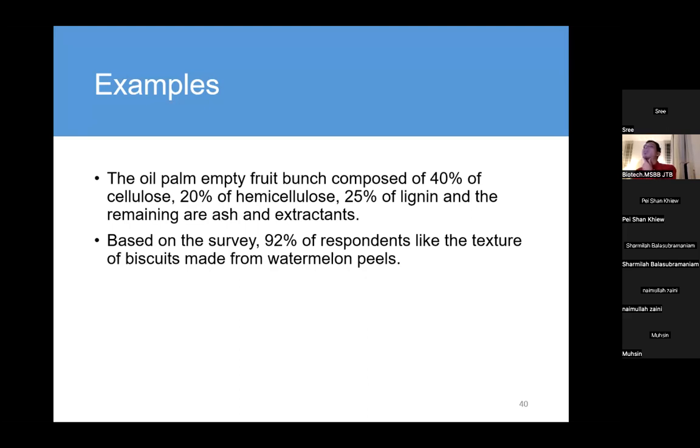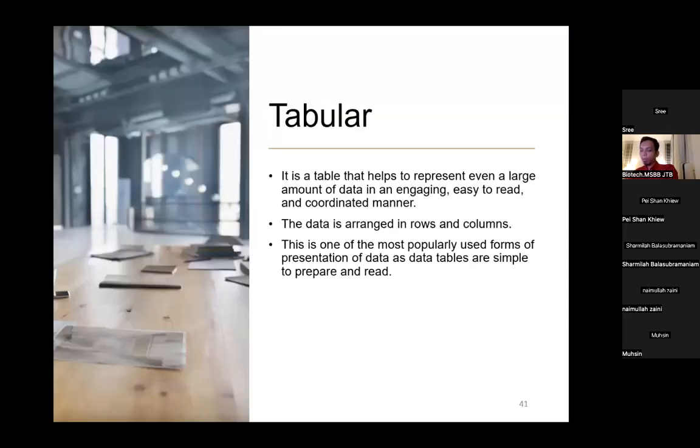Here are examples. The oil palm empty fruit bunch is composed of 40% cellulose, 20% hemicellulose, 25% lignin, and the remaining are ash and extractives. This is textual, straightforward information about the composition of the empty fruit bunch. Another example: based on the survey, 92% of respondents like the texture of biscuits made from watermelon peels. Very straightforward. We go for the next one, which is tabular. After textual, this one is tabular.